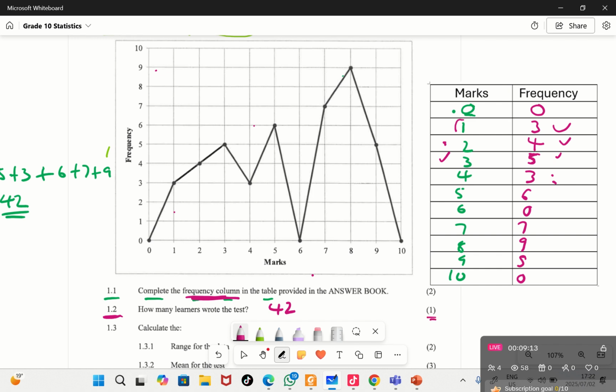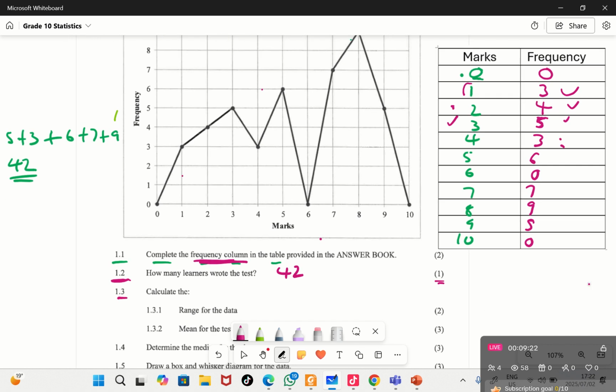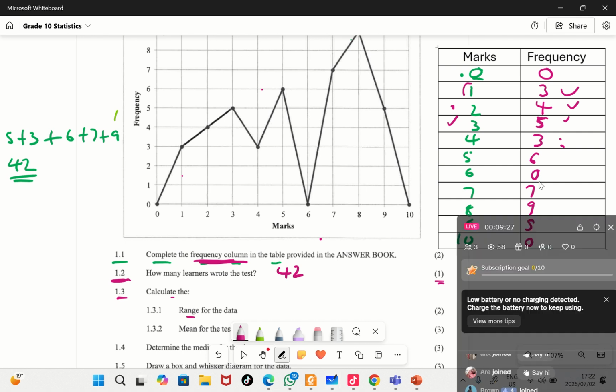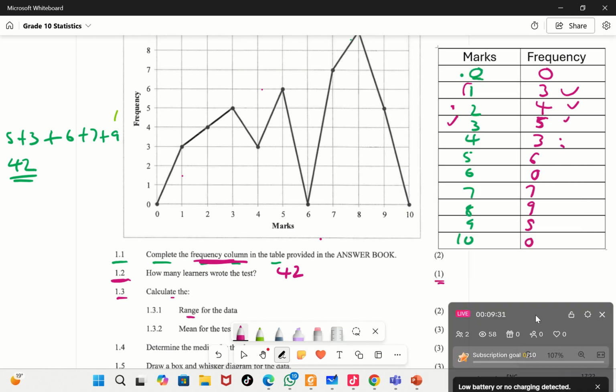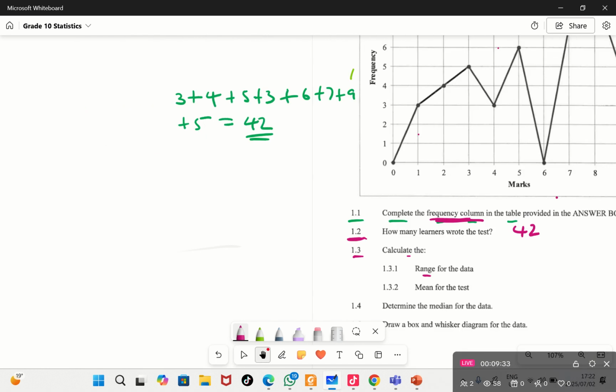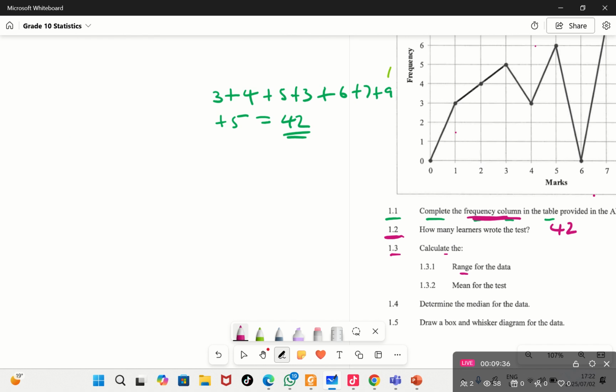Please also remember that whenever you read a question, you must also look at the mark. It will give you an idea of the difficulty, or how easy it is to get the answer. Okay, 1.3 says calculate the range of the data. What is range? Range is the gap between the highest value and the lowest value. So range is given by the formula: the maximum value minus the minimum value.